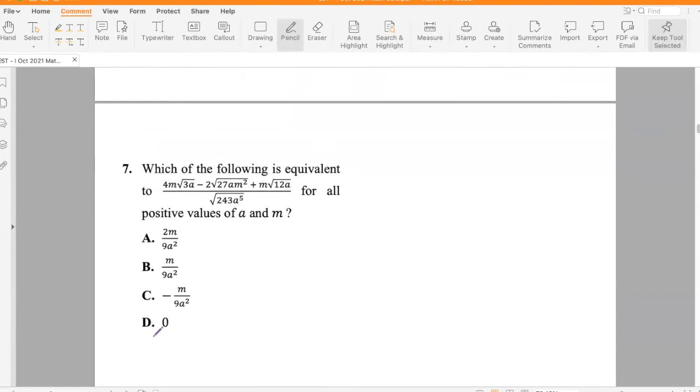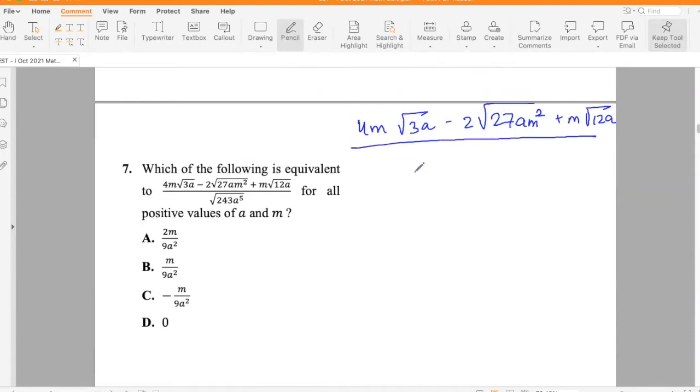Which of the following is equivalent to this expression for all positive values of A and M? Okay, so 4m square root of 3a minus 2 square root of 27am squared plus m square root of 12a, divided by 243a to the power 5.